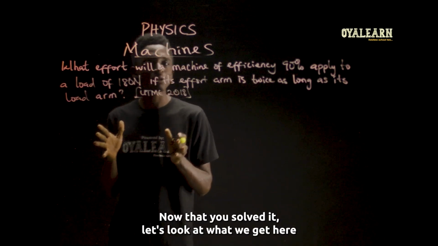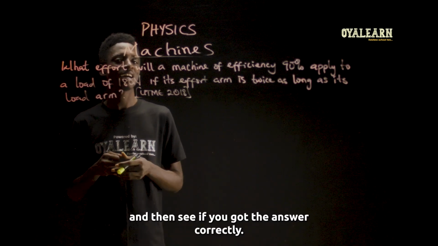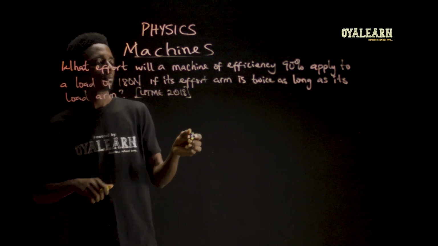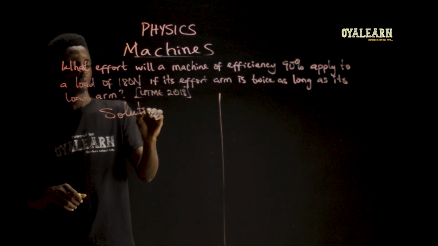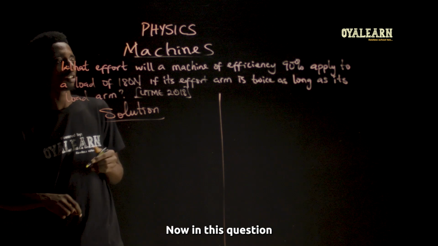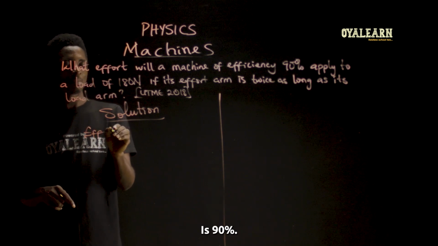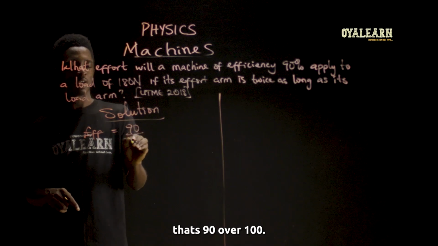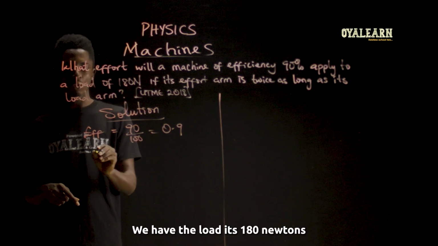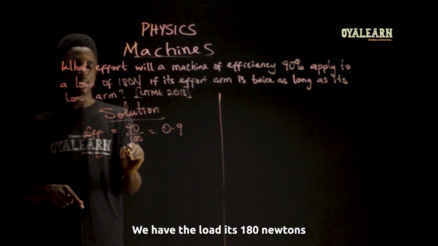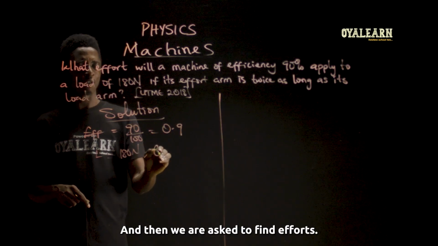Alright, now that you solved it, let's look at what we get here and then see if you got the answer correctly. Now, in this question, we see that efficiency is 90%. That's 90 over 100. That will give you 0.9. Okay, we have the load is 180 newtons. And then we are asked to find effort.